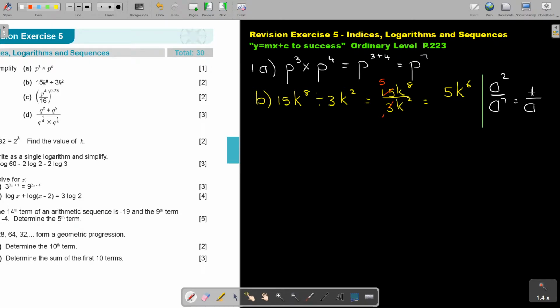There's nothing on top, I just put a 1. And then do the calculation at the bottom. So say 7 minus 2, and that's 5. But in this case, the big amount was on top, and that's why I did the calculation on top. And 8 minus 2, that would have been 6. Okay. And then the next one, number C.